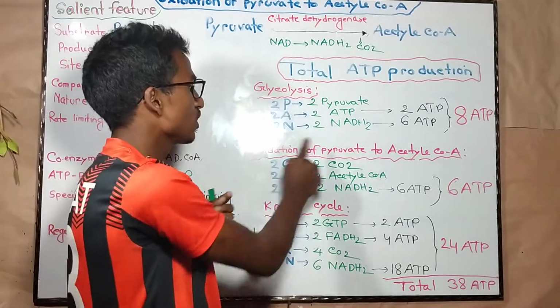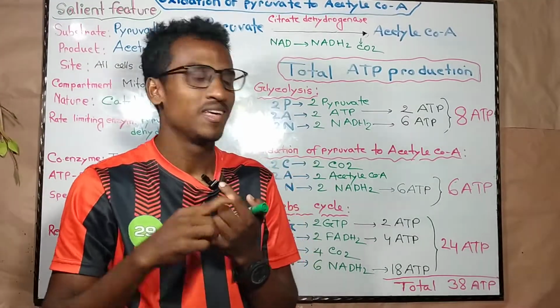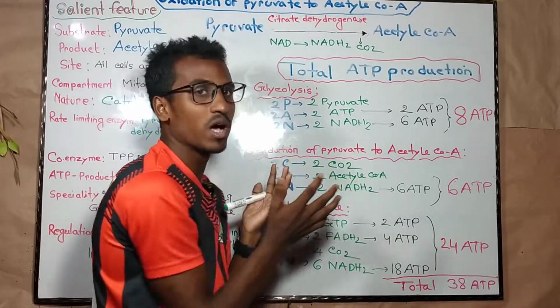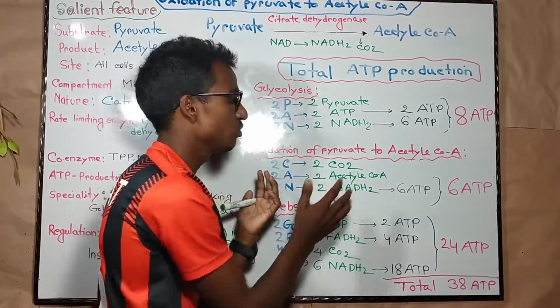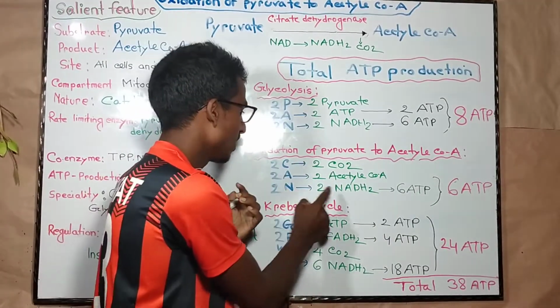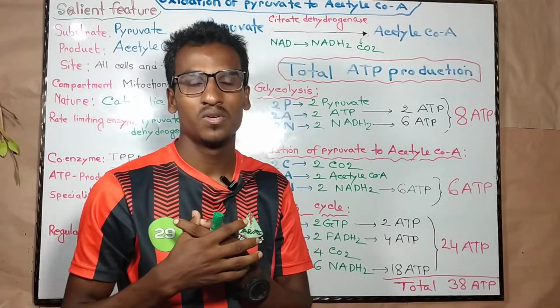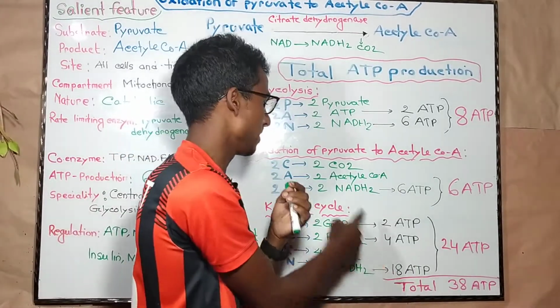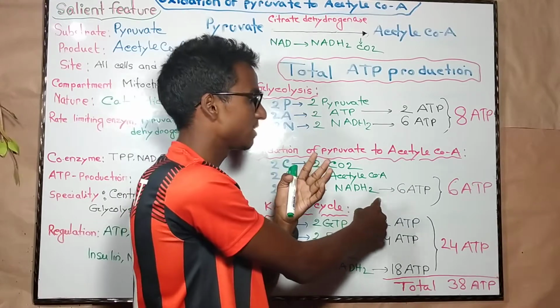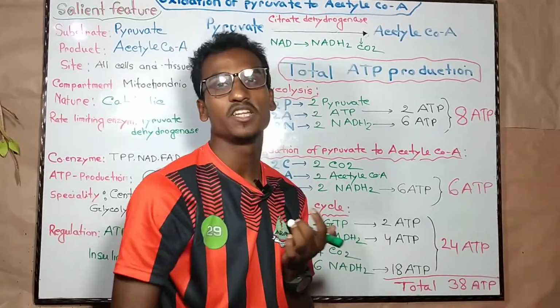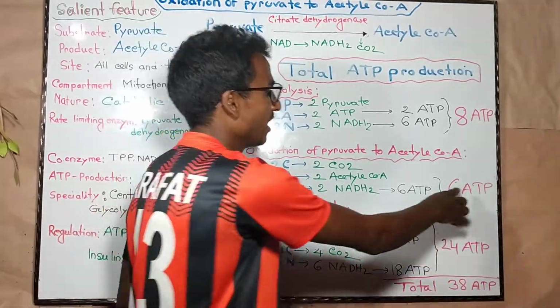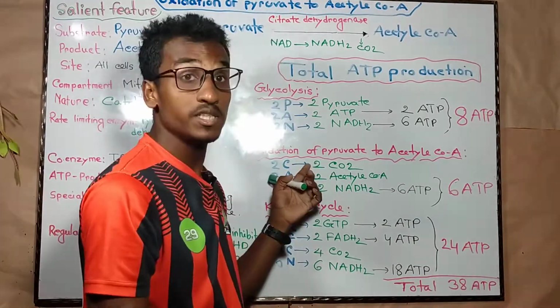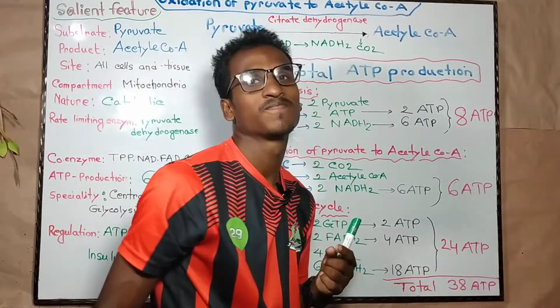Next step, oxidation of pyruvate to acetyl CoA. Here 2C means 2 carbon dioxide, 2A means 2 acetyl CoA, 2N means 2 NADH2. Look at the ATP exchange. Here 2 NADH2 equals 6 ATP. So the total ATP in this step is 6.